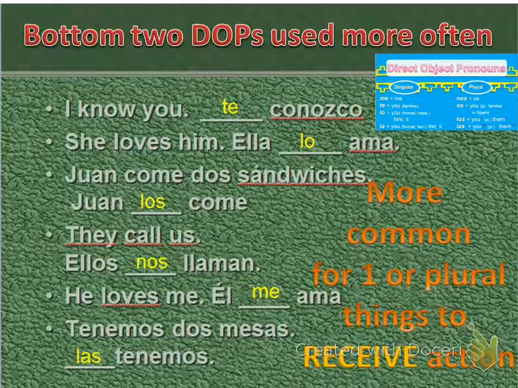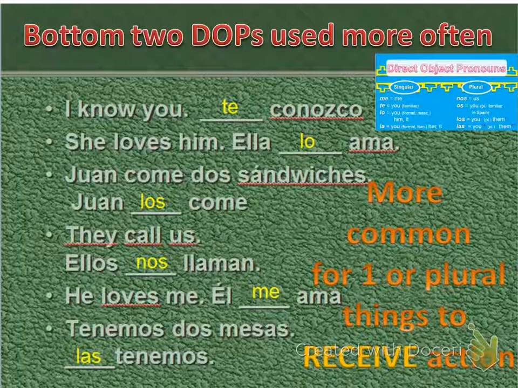And then I want you to think that the reason why we use them more often also with direct object pronouns is because normally a singular or plural thing is receiving the action. I'm not usually receiving the action. You're not usually receiving the action. We are not usually receiving the action. But here are a couple examples where they are. Okay? I know you. I'm being known.